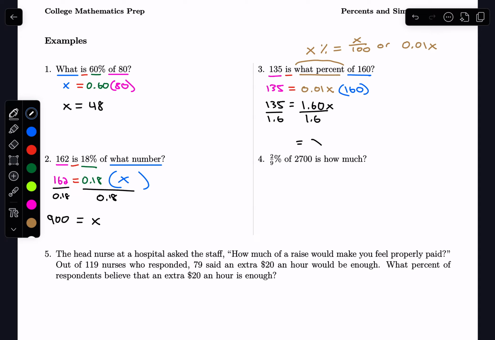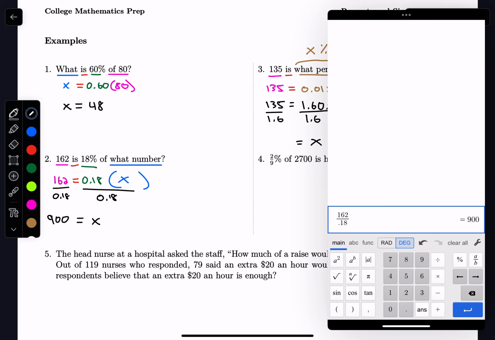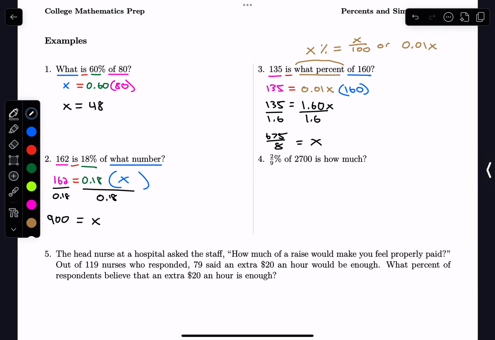So we're going to end up with x is equal to, and on my calculator, I'll just work out 135 divided by 1.6 comes out to 84.375. So I could write that as my answer, or if I turn it into a fraction, it's 675 over 8. So now I want to ask you guys, because I'm going to write both here, 675 over 8 is what I'll write initially. And then I'm also going to write 84.375.